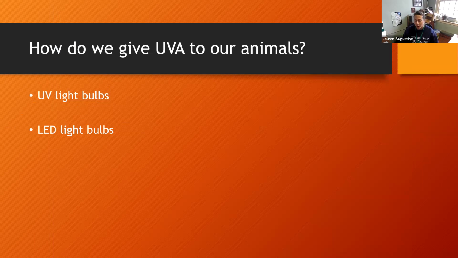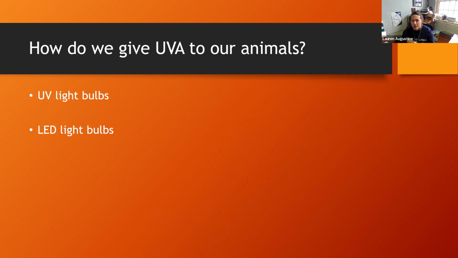All right, so sorry, gap in pictures here because I didn't finish this slide. But how do we give UVA to our animals? So the good news is that a lot of light bulbs do have some levels of UVA in them. So a UVB bulb does have UVA. LED bulbs have great UVA, and there's small amounts of UVA and visual light in a lot of the halogen light bulbs as well.